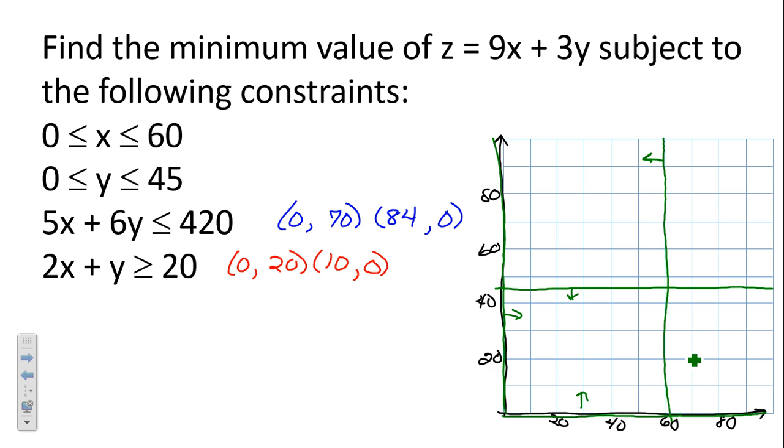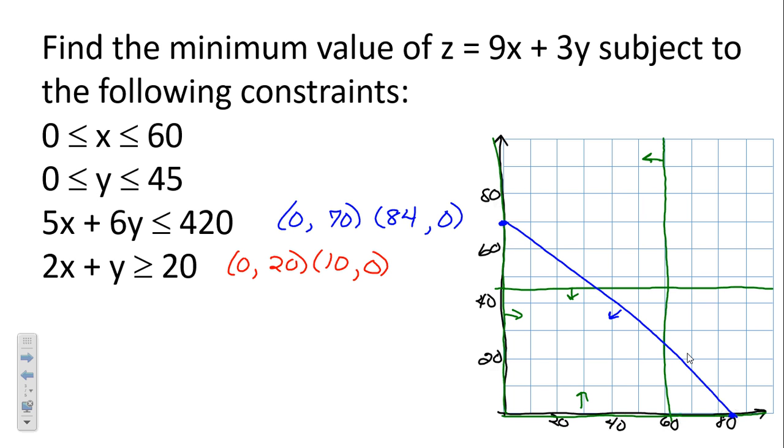Now, let's plot our other two lines. 0, 70 by plotting points, and 84, 0. Connect with a solid line, preferably a straight one. And then we ask ourselves, is 0 plus 0 going to satisfy that inequality? And it will, so we want to shade toward the 0, 0.